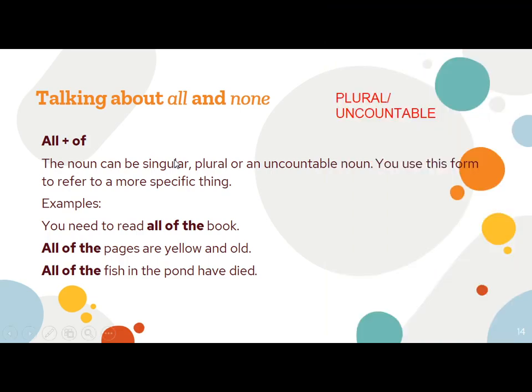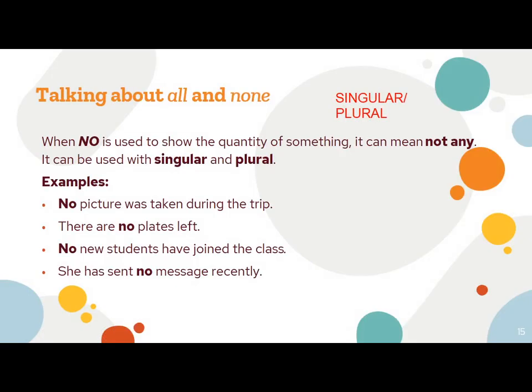Now let's move on. No. In the case of no, we're going to use it in the singular and plural form. We know it's used to show the quantity of something. It can mean "not any," and it can be used with singular and plural. Someone was asking, teacher, in the case of neither, can we use neither for more than two? No, but we can use no. So here I can say, no picture was taken during the trip. That means in the singular, so no picture.